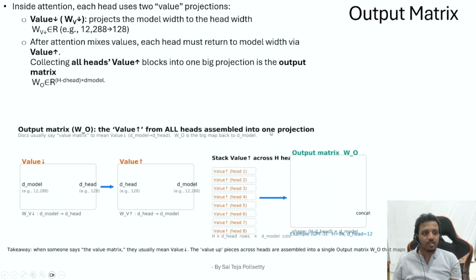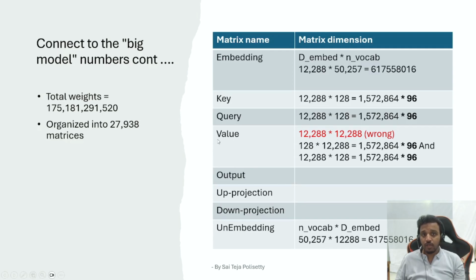Now let's see what the output matrix is. This is the last step. This is a new topic, but I'll tell you that you already know what it is. Let me go back here. Now we know what value matrices are, right? Now the value matrix is made up of two matrices. This is the first matrix, and this is the second matrix.